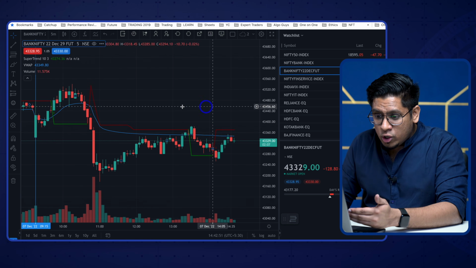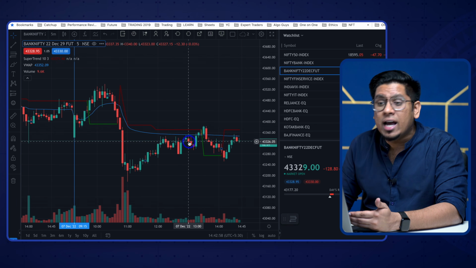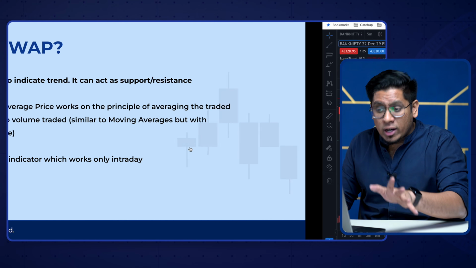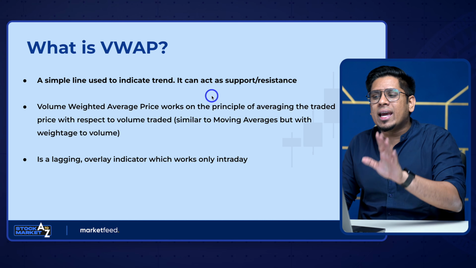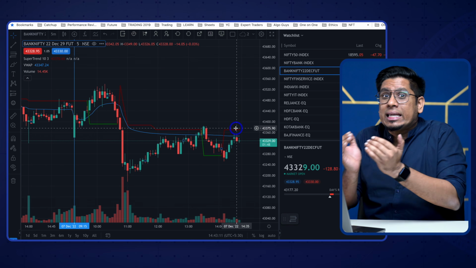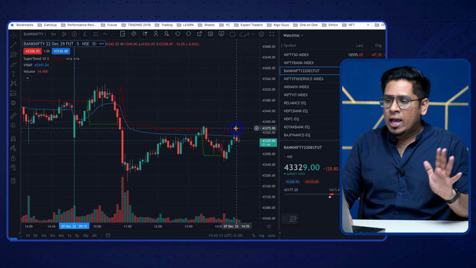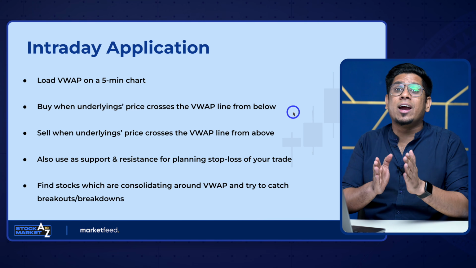So now, on top of the Supertrend, which is this green and the red thing, this blue line that you see here is the VWAP line. And what is said here? It is a single line used to indicate trend and it can act as support or resistance also, right? Now again, you understood how to practically bring it here. Very clear.